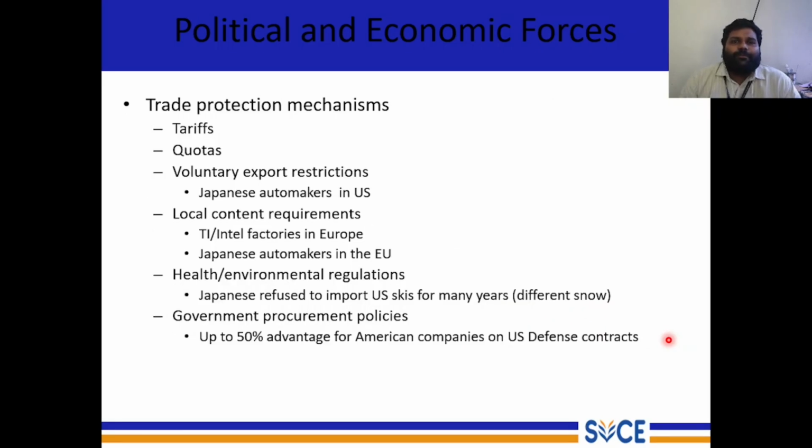Trade protection mechanisms: tariffs, quotas, voluntary export restrictions. For example, with tariffs, we have seen a lot of manufacturers and assemblies in India, in automobiles, where quotas and tariffs and voluntary restrictions were taken off. Japanese automakers in the US is a good example.